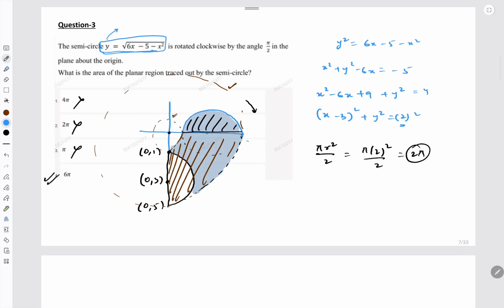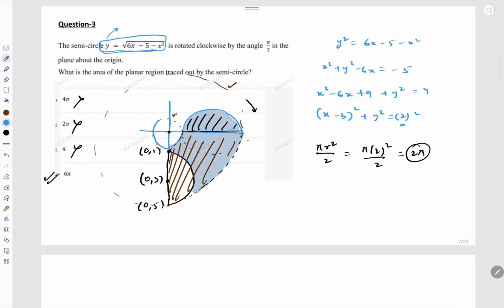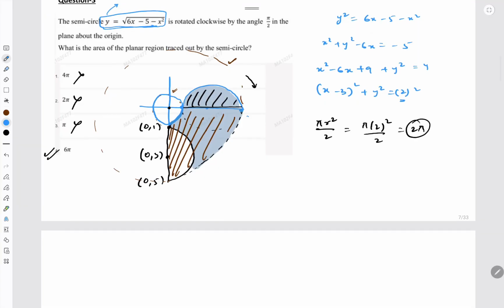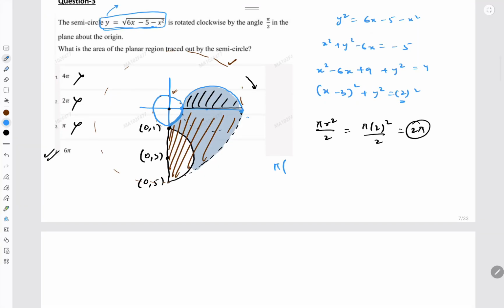But your doubt can be why this will be a circle. Because all these points are at a distance of 1 from the origin, and this point is rotating by pi by 2. That is, this region is at a distance of 1 from origin. That is nothing but the definition of a circle. Similarly for this region, right? So the outer circle will have radius this. This point was 5 comma 0, so radius was 5. So pi r square minus inner circle pi into 1 square by 4 is my orange area.